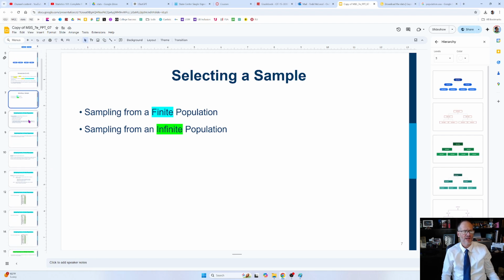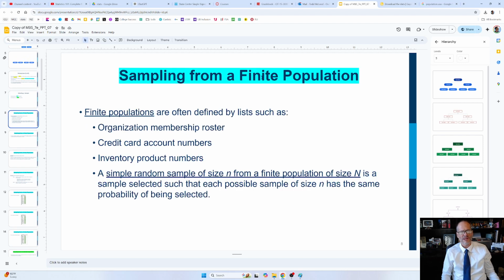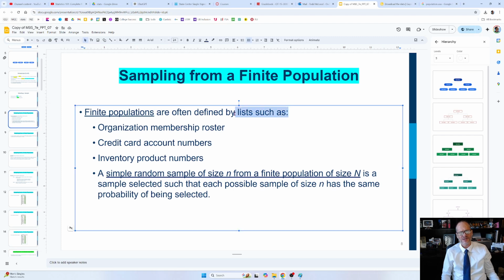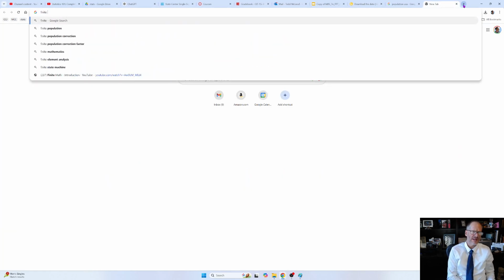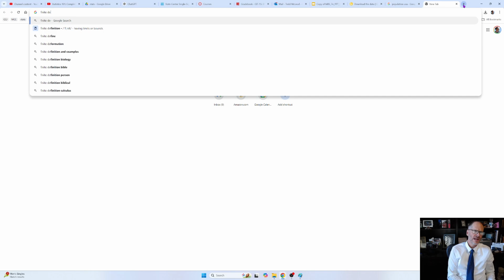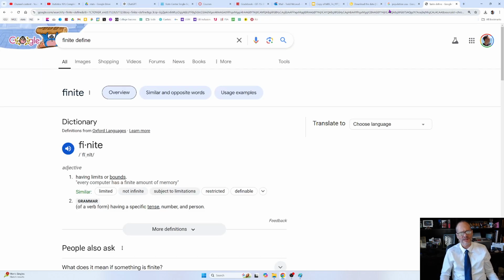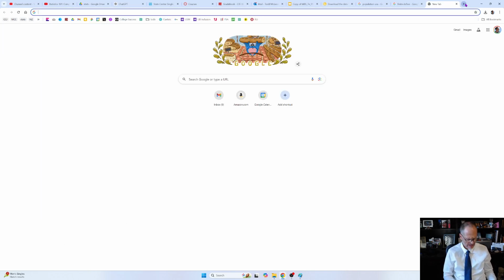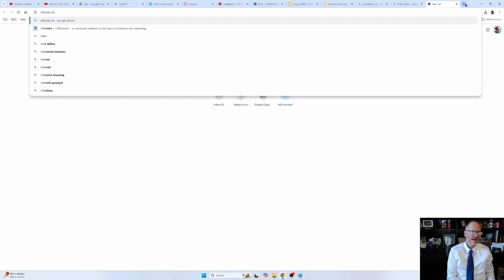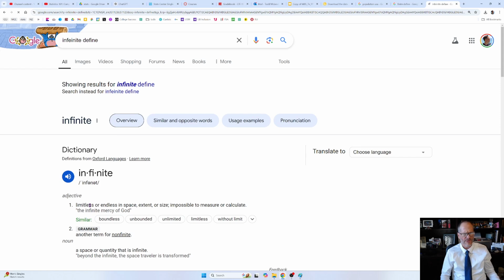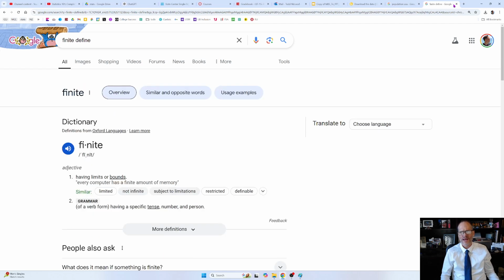It's super easy. So when you sample from a finite population, populations are defined by lists. If you look up finite, finite is like the opposite of infinite. And infinite, right, the prefix in, infinite means that it's forever, limitless or endless in space, extent or size, impossible to measure or calculate, right? It's infinite. And finite means having limits or bounds.